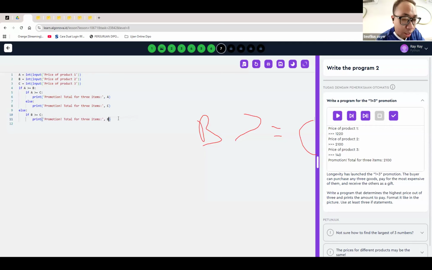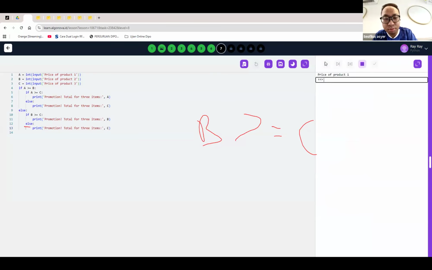B. Okay, good. And else? No, the else should be on here. Else, print, same sentence. Okay, C, because this is the last one. That's how you do it.